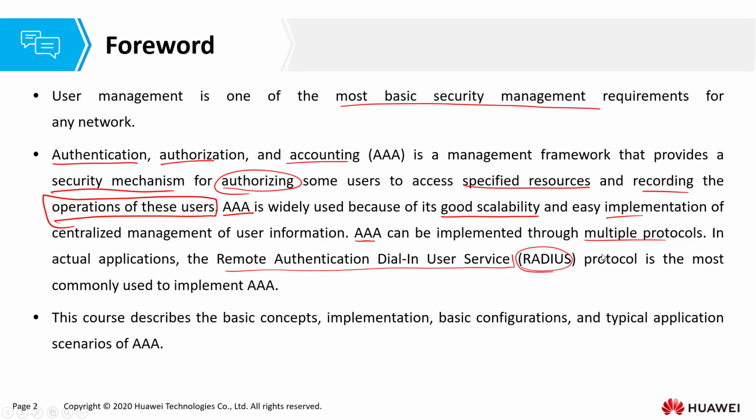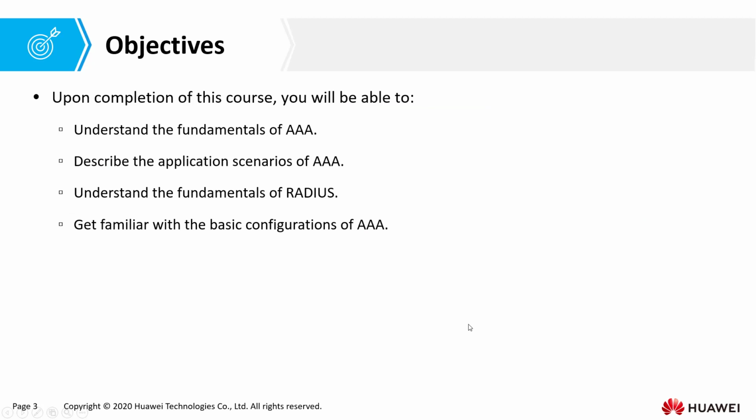Now, in this chapter, we describe the basic concepts, the implementation, the basic configuration, and typical application scenarios of authentication, authorization, and accounting. Upon completion of this chapter, you'll be able to understand the fundamentals of AAA. You'll also be able to describe the application scenarios of AAA, understand the fundamentals of the Radius protocol, and get familiar with basic configurations of authentication, authorization, and accounting.